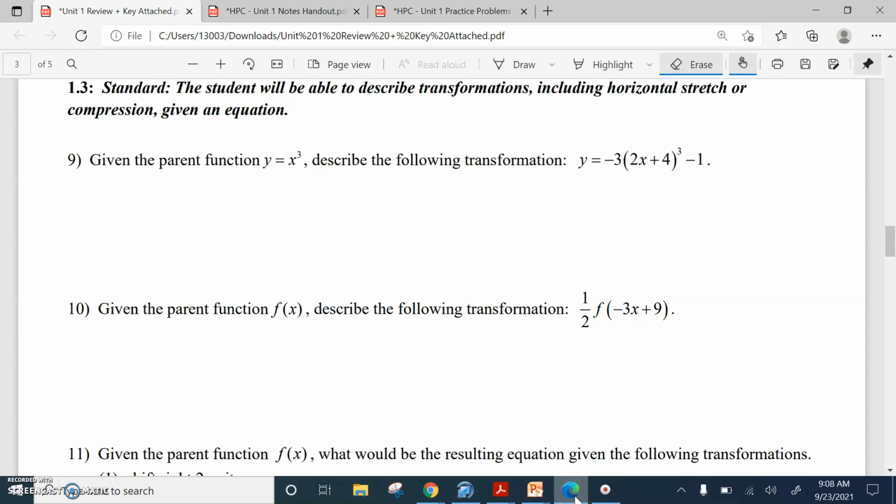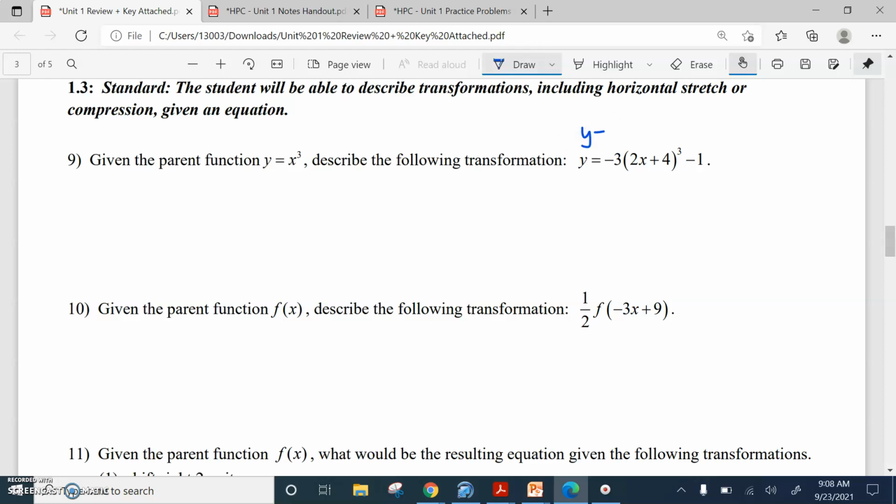What we want to do is describe what has happened to it by going through this transformation. So let's take a look. The first thing we have to do, anytime we look at a transformation, is make sure that we are in that standard form, the key being that we get x by itself.